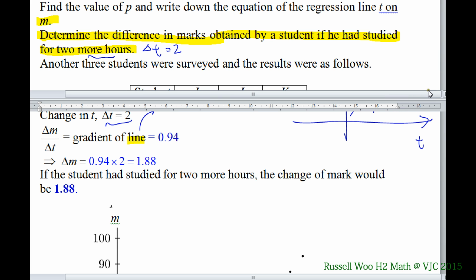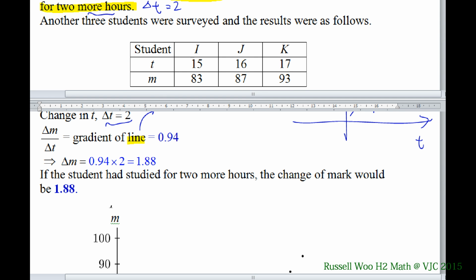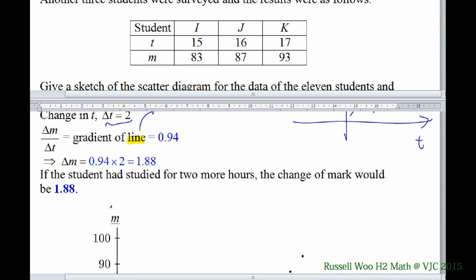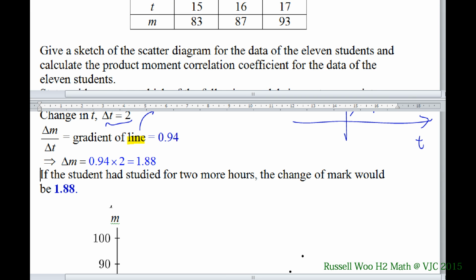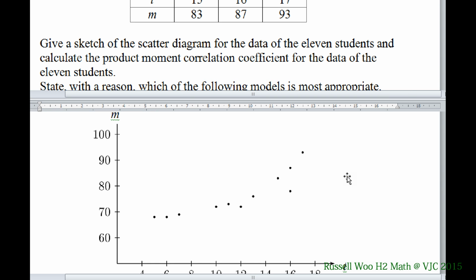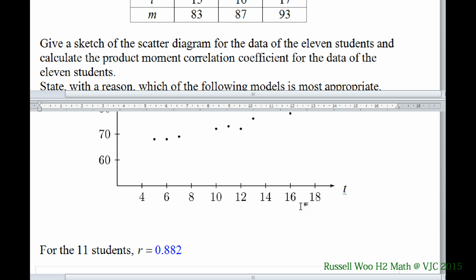Another 3 students were surveyed. So total now there are 11 students. Give a sketch of the scatter diagram of the 11 students and calculate the product moment correlation of the data. So assuming we get this, by GC, r is 0.882. Okay? It's not quite easy. Just key in.